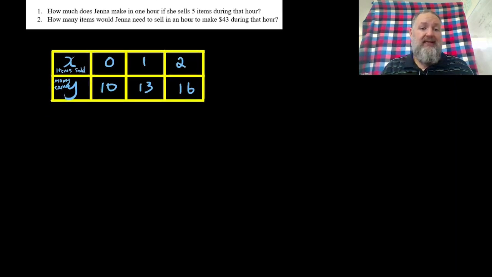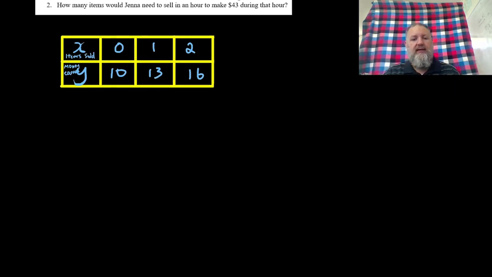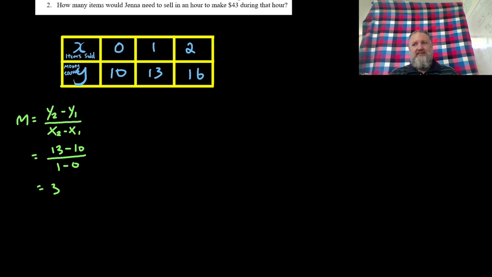Now we've got some points, an x value and a y value. Now that we have points, we can actually work out what the linear equation is. You remember last video what we did? The first thing we need to do is determine what our m is. There it is, I worked it out: y2 take y1 over x2 take x1. I used the 13 and the 10 and the 1 and the 0, and I worked out that the m value is 3.